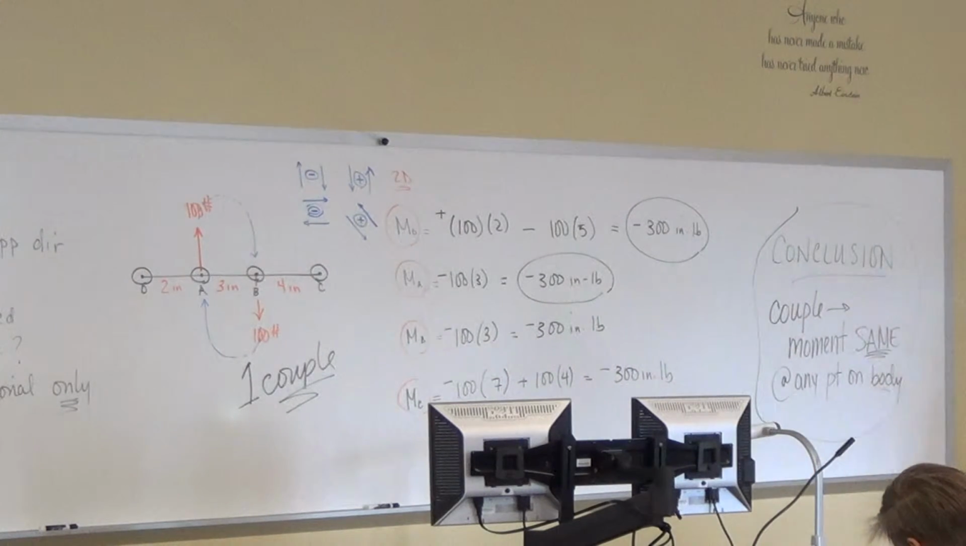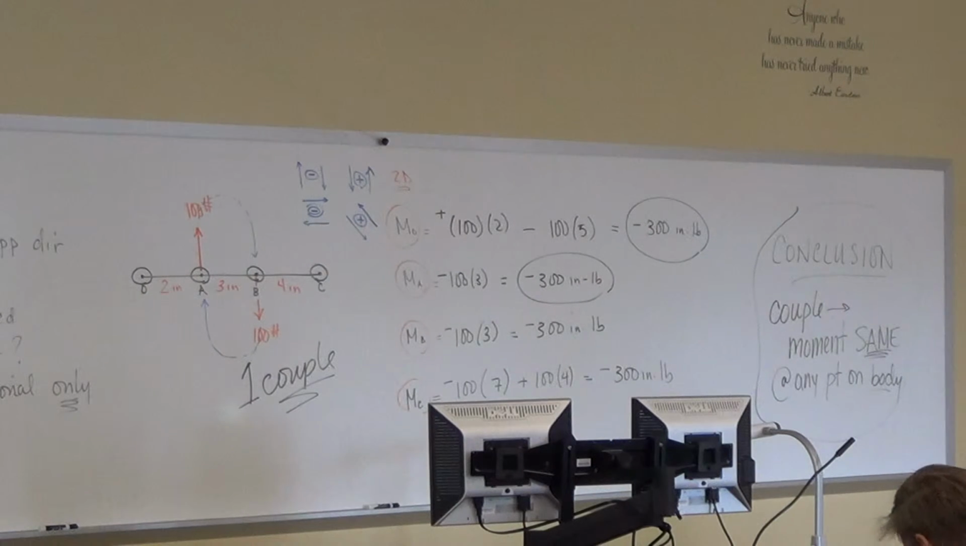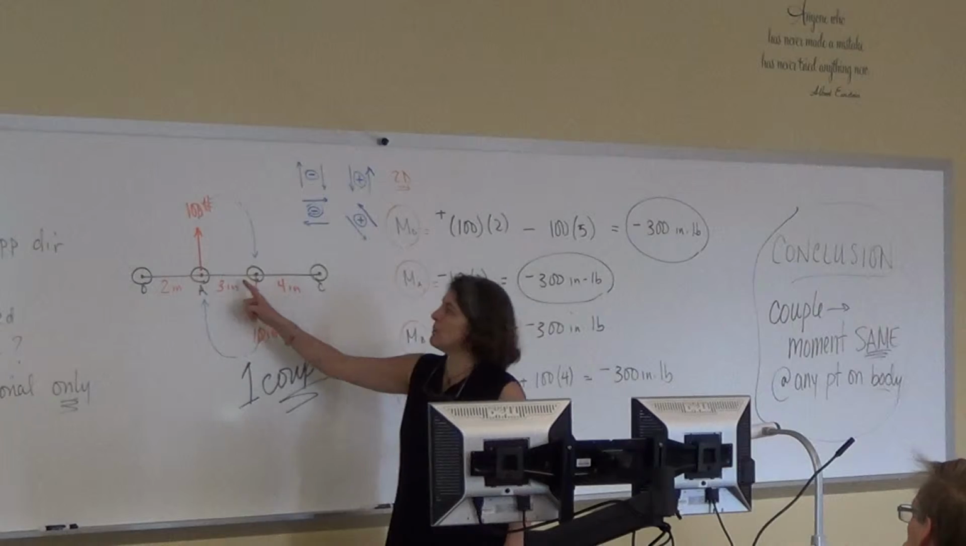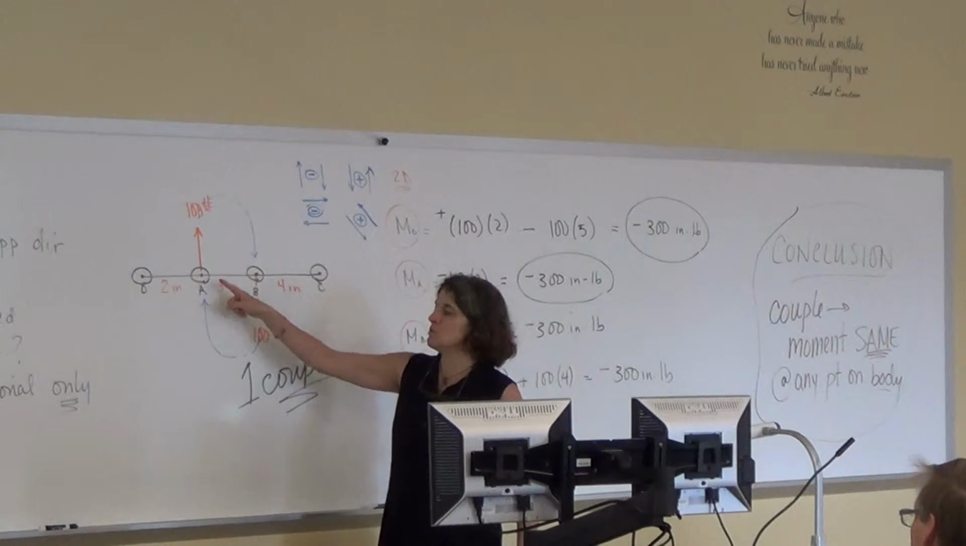Everybody got that? So a moment at any point when there's one couple or two couples is the force of the couple times the distance between. And it makes sense because that is the perpendicular distance between the two forces.